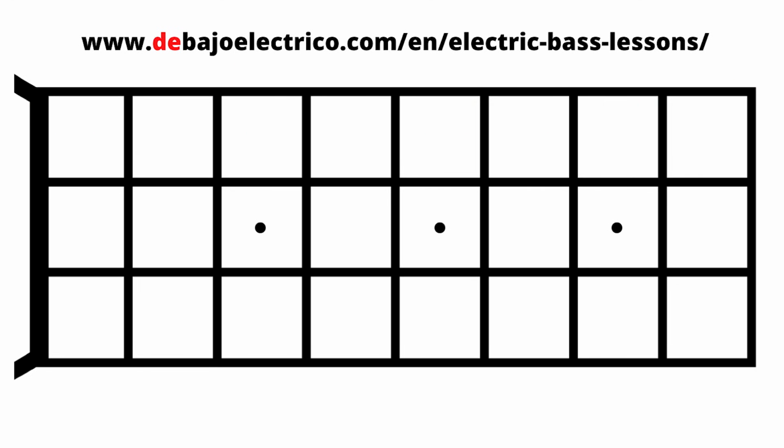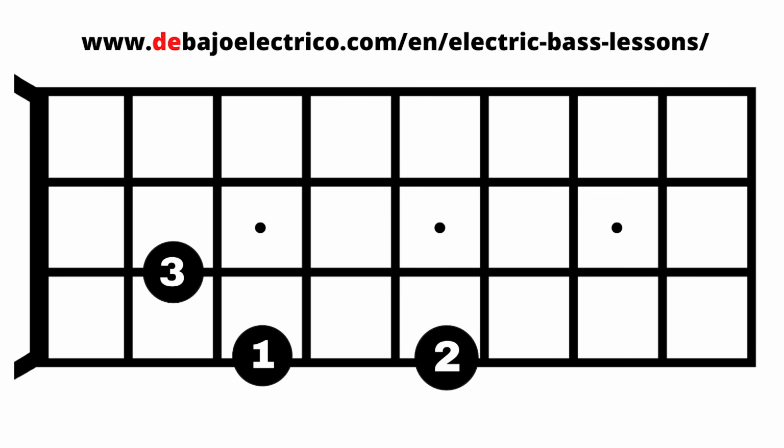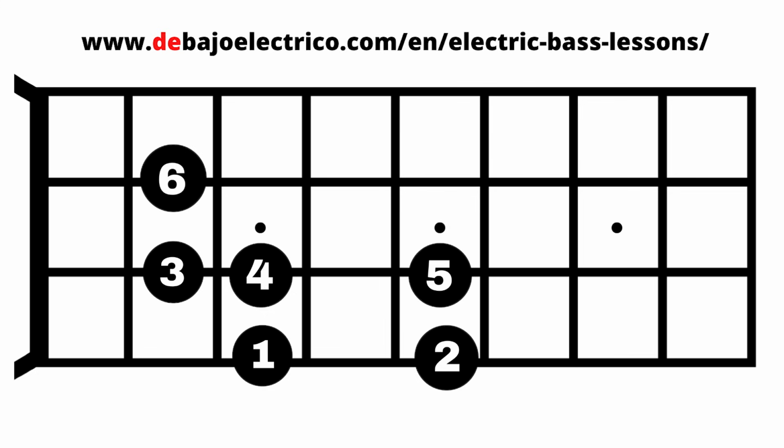The Mixolydian scale is formed by a first, a major second, a major third, a perfect fourth, a perfect fifth, a major sixth, and a minor seventh, one tone away from the octave.